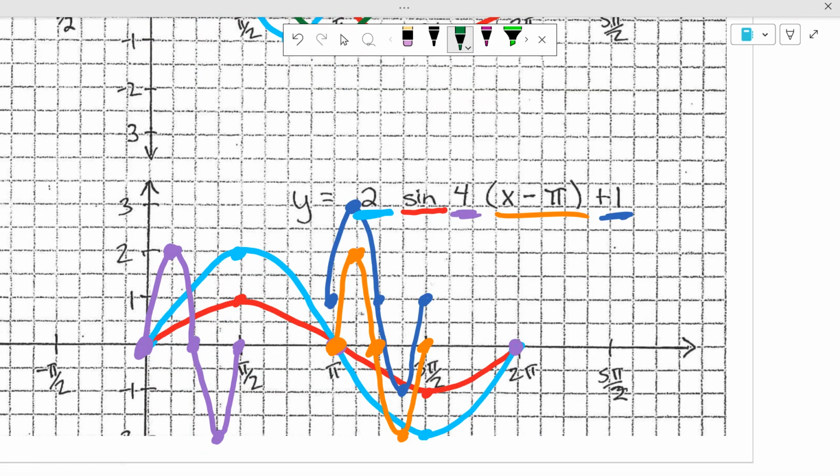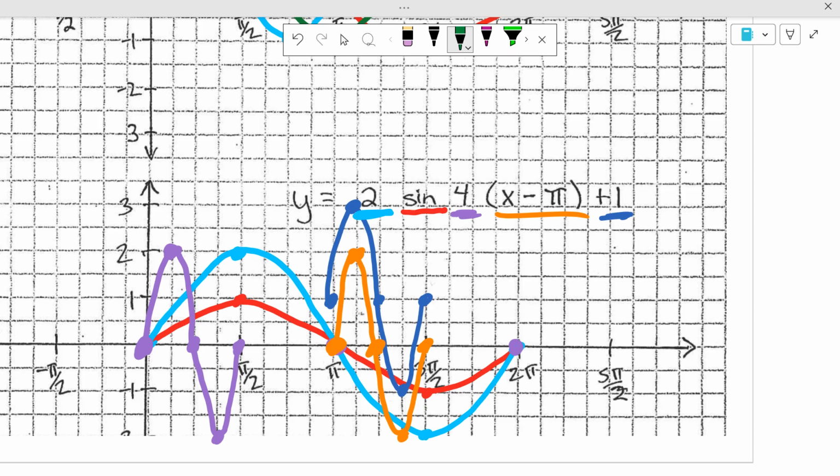And the last one. 2 sine of 4x minus pi plus 1. So it's a sine of x is the red one. 2 is twice as high and twice as low, so the light blue one is 2 sine of x. And then 2 sine of 4x is the purple one. So everything's 4 times as skinny. So if it's 4 times as skinny, everything happens within pi over 2. And then we shift it all the way to pi to the right, and then up by 1. Are we good on all that?